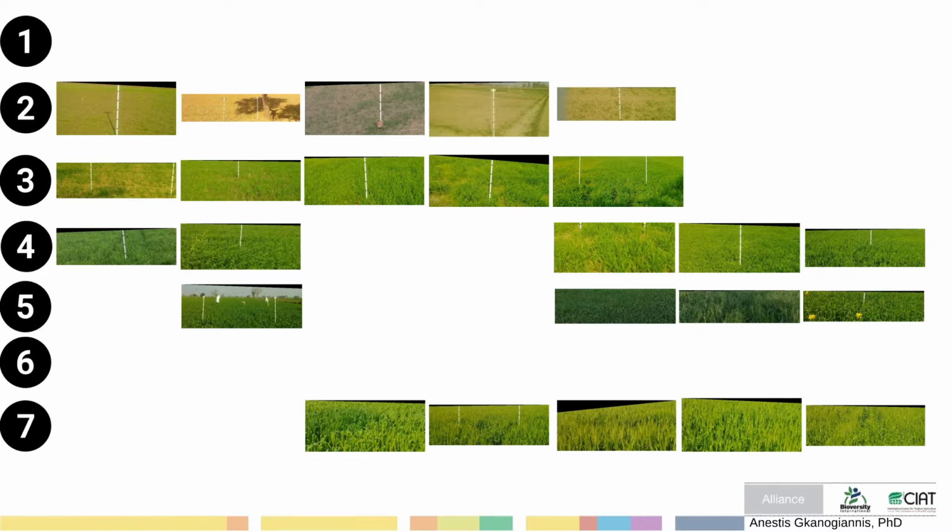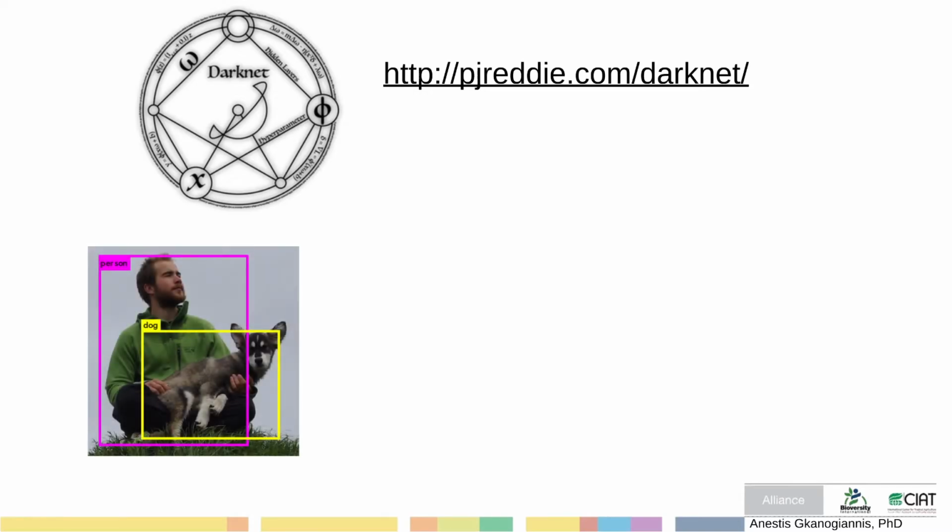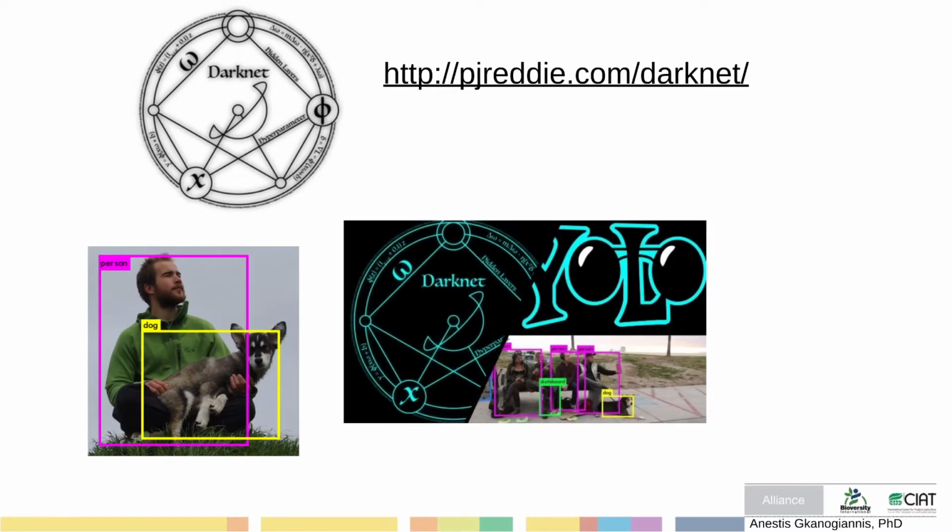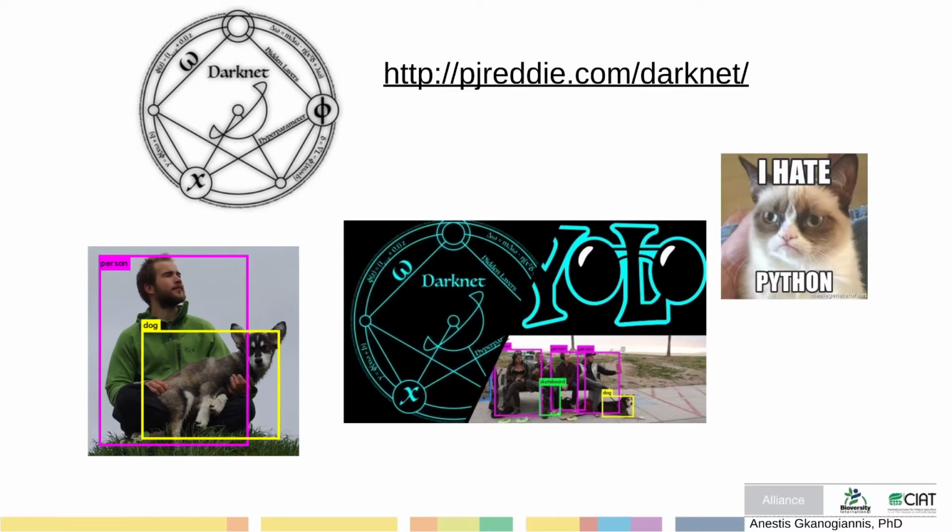I used Darknet. No, not that one. The one that, as Joseph says, is an open-source neural network framework written in C and CUDA, because as you remember. I am not sure though what was Joseph's dog contribution to the design and implementation of Darknet.